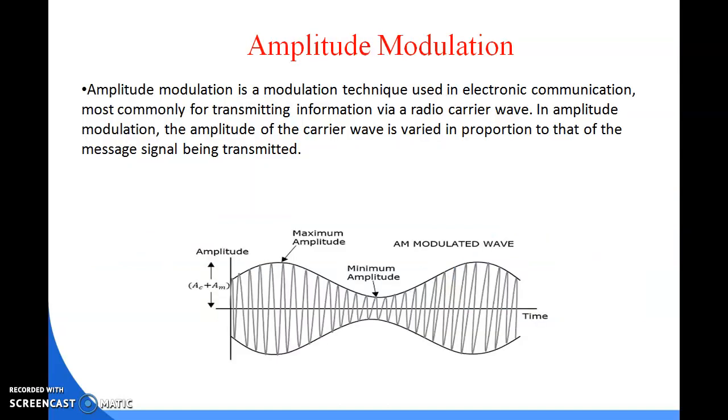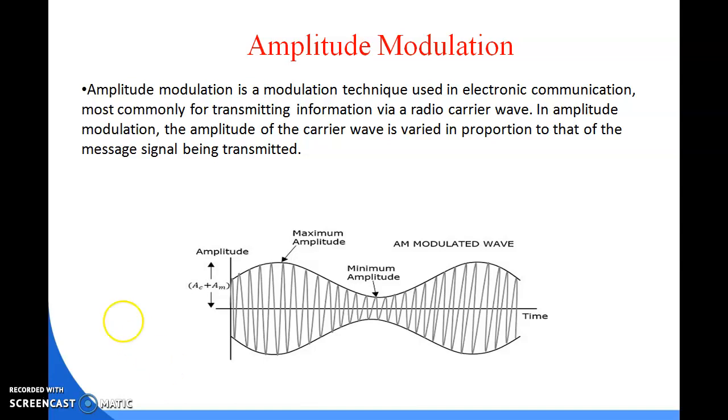Under analog modulation, the first one is amplitude modulation. Amplitude modulation is a modulation technique used in electronic communication, most commonly for transmitting information via a radio carrier wave. In amplitude modulation, the amplitude of the carrier wave is varied in proportion to that of the message signal being transmitted. So the entire thing depends upon the variation of amplitude. Here frequency and phase both are constant. There are no changes in the frequency and the phase. Only the amplitude will change.